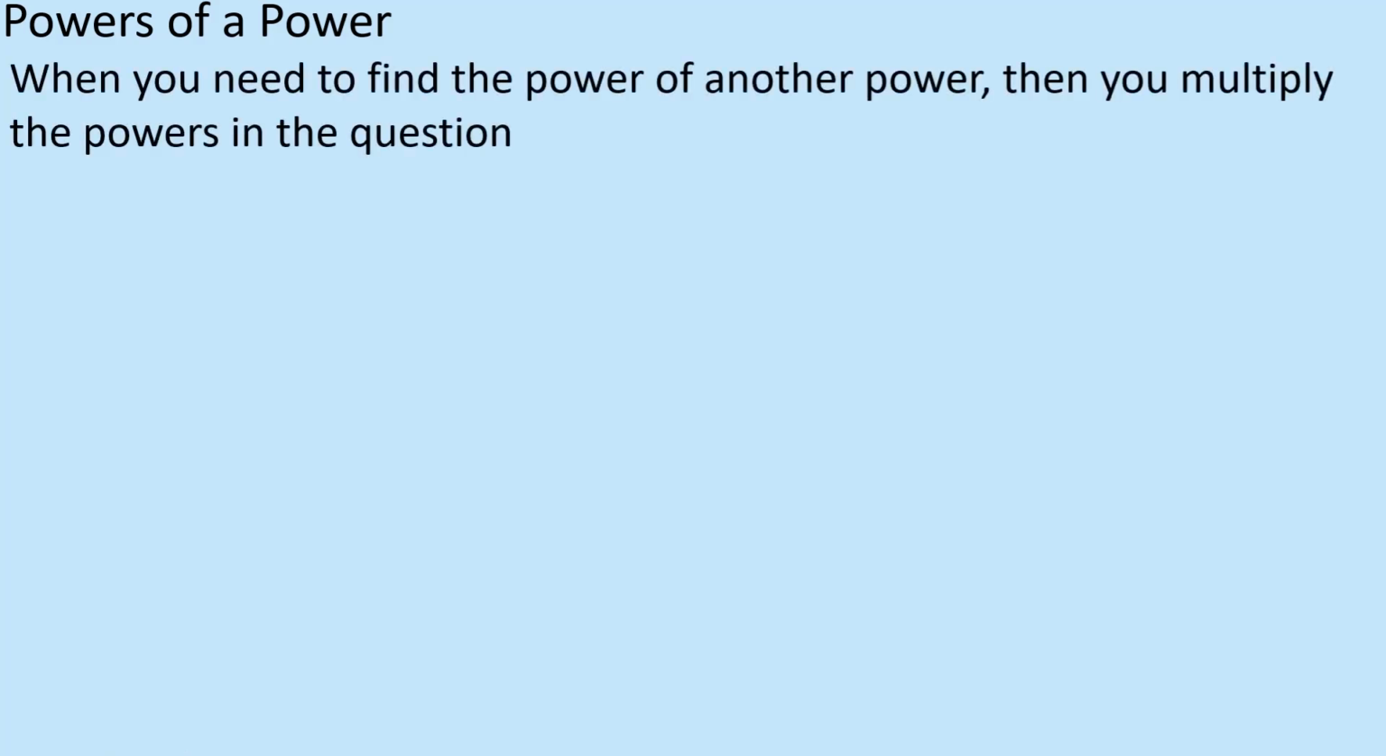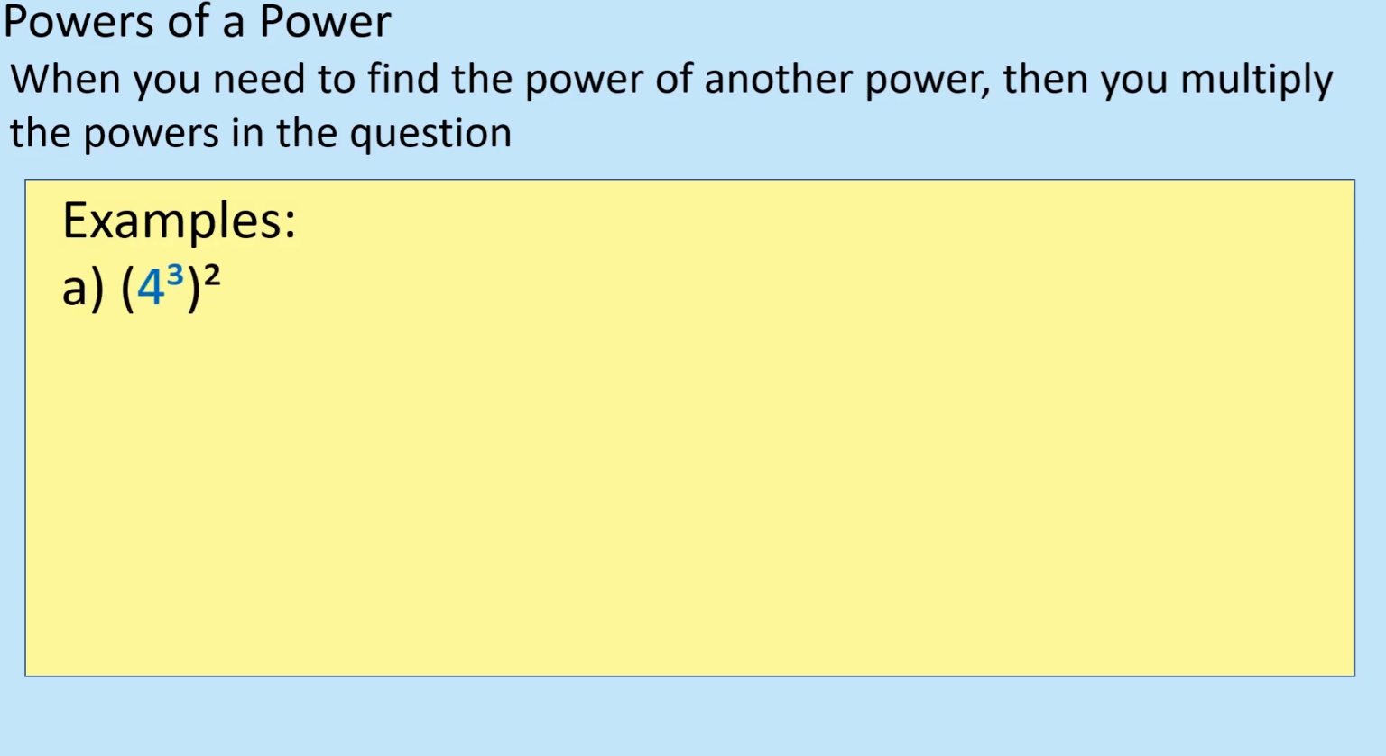Okay. Right. Powers of a power. So this is where you've got something to the power and then to another power, an index to an index, essentially. So something looking like this. If I've got 4 cubed squared, what that actually means is 4 cubed times 4 cubed, doesn't it? So if we write that out, 4 cubed times 4 cubed, that's 4 to the 6.